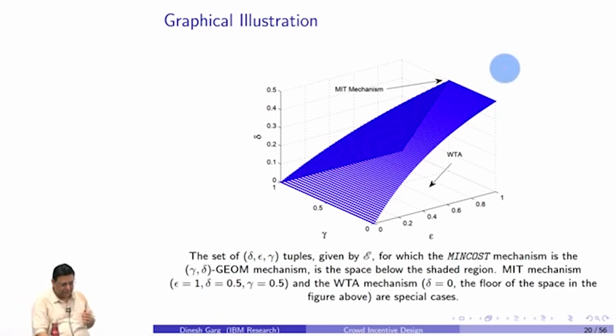So this is half. And then what was the delta? The parent was also getting half. So you can see that this point is half on this axis, 0.5 on this z axis, and 1 on this axis. So precisely, this corner point is the MIT mechanism. And what is the winner-takes-all mechanism? Any point on this surface is winner takes all.